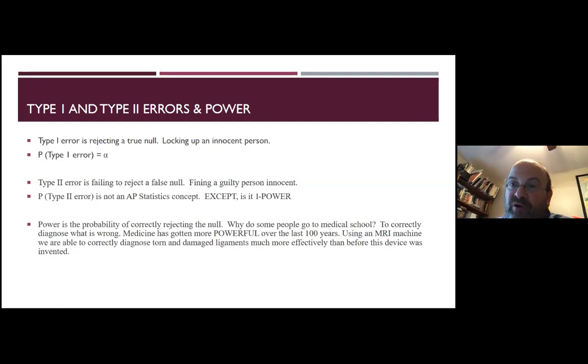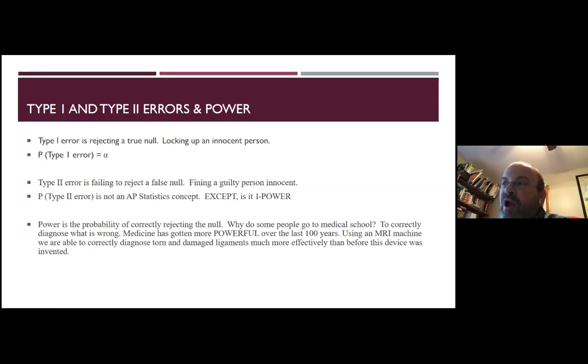Type 2 error, failing to reject a false null. So finding a guilty person innocent. I'll fix that spelling error, I apologize. And probability of a type 2 error is not an AP Stats concept, so we're not going to worry about that probability, except it is 1 minus power. Power is an AP Stats concept that is vitally important to be able to discuss and to communicate.